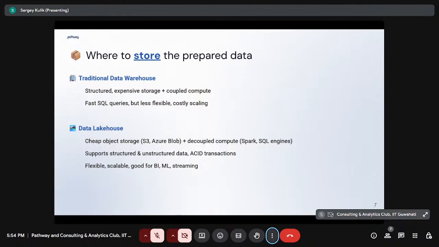And recently, there were some ideas to decouple our object storage and our compute. And this architecture is well known as the lakehouse.